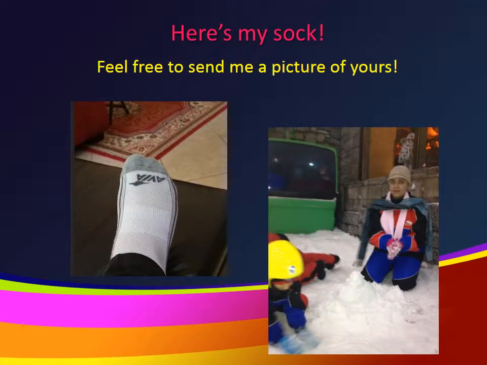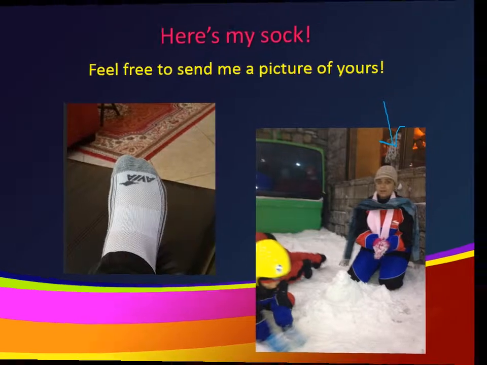So here is a little picture of my sock that I just took for you. This is one of the benefits of working from home, that I can sit around like this. And then on the right here is a picture of me at Ski Dubai with my lovely daughter Firdaus. And yeah, I did nail her pretty good with the snow, I'll admit that.